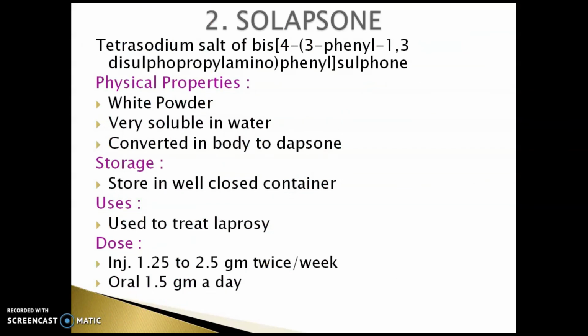The second drug is solapsone. The chemical name of solapsone is tetrasodium salt of bis-4,3-phenyl 1,3-disulfopropylamino phenyl sulfone. Physical properties: it is a white powder, very soluble in water. When solapsone is given in the body, it is converted to dapsone; it is the inactive form. Storage: it is stored in a well closed container. Uses: it is used to treat leprosy. Dose: in injection form, 1.25 to 2.5 grams twice a week, and in oral form, 1.5 grams a day.